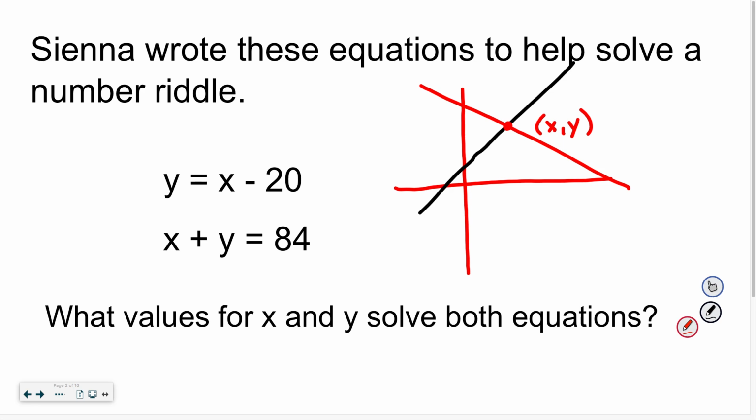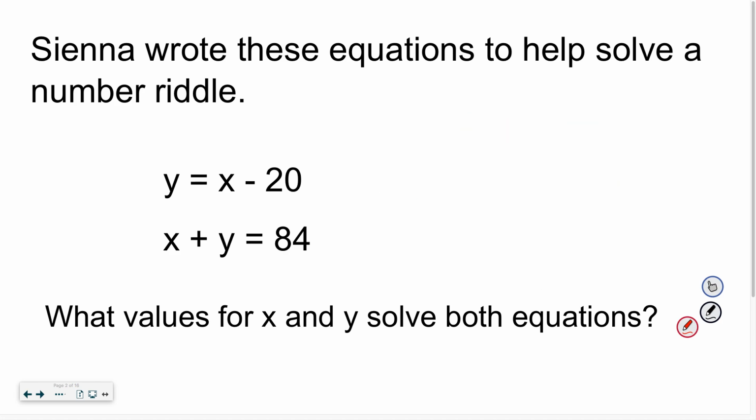There are some scenarios where it may not be beneficial to graph. Like this one. Let's take a look at this system. Now we're looking at it as a riddle. Sienna wrote a riddle, but let's just look at it as a system. If I wanted to graph this to find the solution, how would I graph this top line? You have to put negative 20 on the line. Yeah, so my y-intercept would be all the way down here at negative 20, and what's my slope? 1. So it would look something like that.